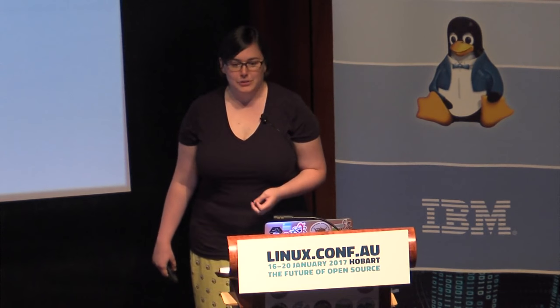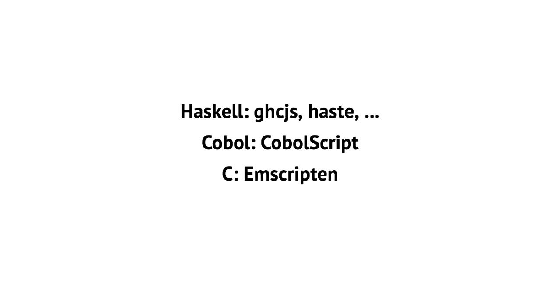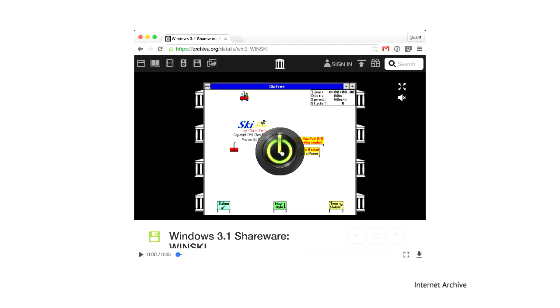You could, say, use Haskell. GHCJS or Haste will get you compiled into JavaScript. Even COBOL, if you can write COBOL and get it parsed into JavaScript. Or with C, you can use something like Emscripten, which is great because we have a lot of C programs around already. And so we have this example.